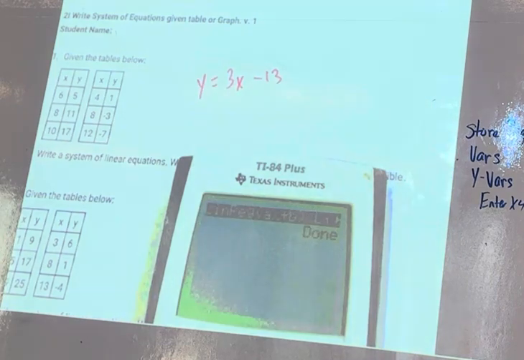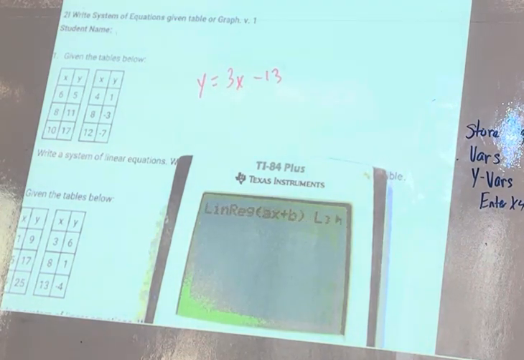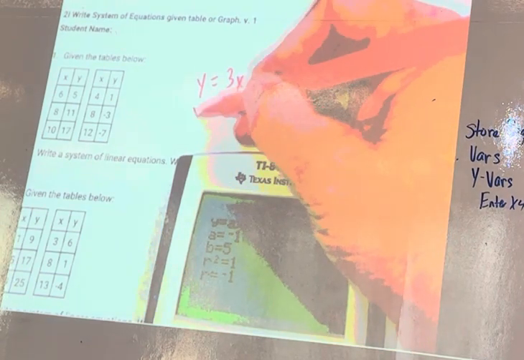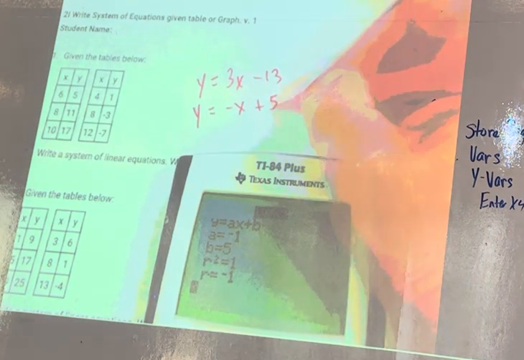Okay, so instead of going back through it again, one thing you can do is second quit. Go back up and grab what you just did. Instead of changing it to L1 and L2, it needs to be L what? Where'd you put your data? After 1 and 2 is 3 and 4. So second L3 and second L4. You just change it and then press enter. And so your second equation is y equals negative x plus 5.